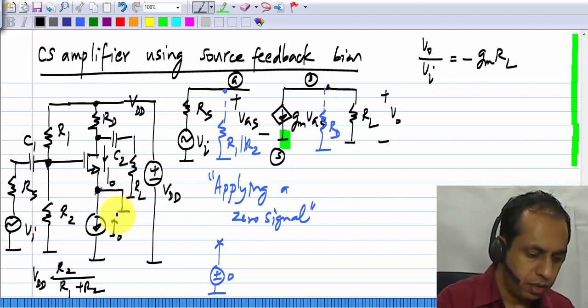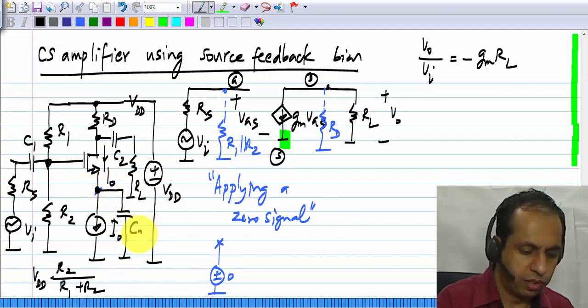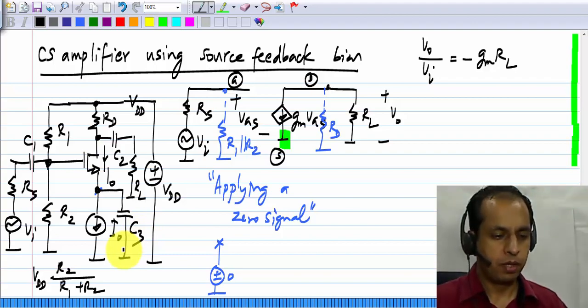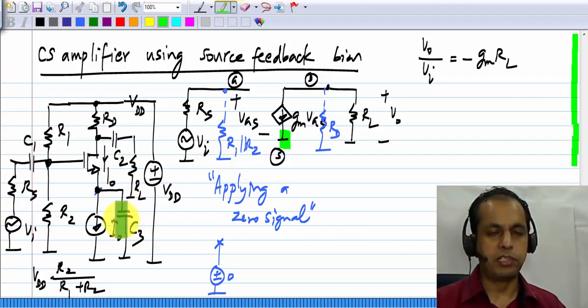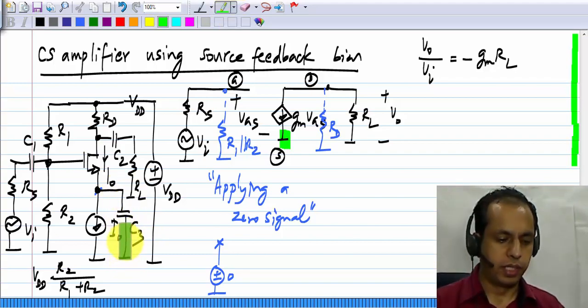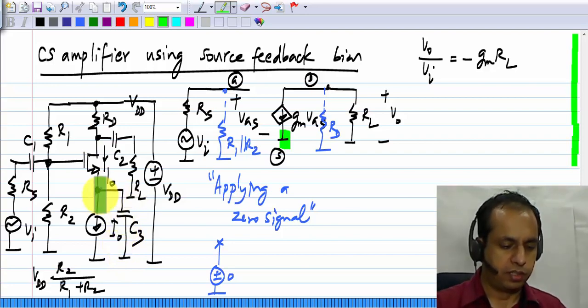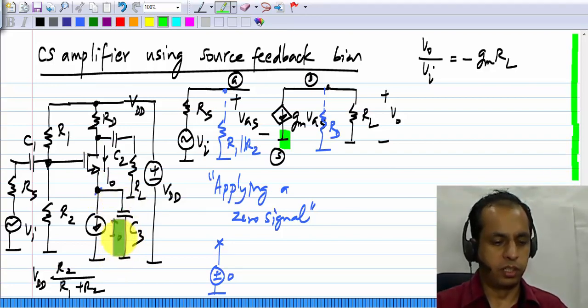We will connect it to ground through a capacitor. Let me call it C3. Now as before, if the capacitor is sufficiently large, it will act like a short circuit and it's as though the source is connected to ground. We have to evaluate the criterion for C3 to behave like a short circuit. That we will do later.